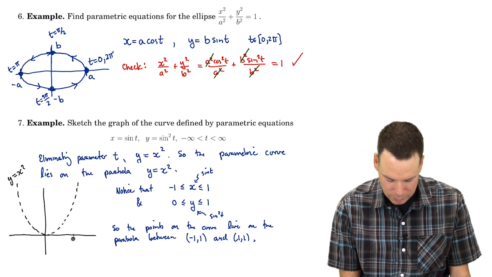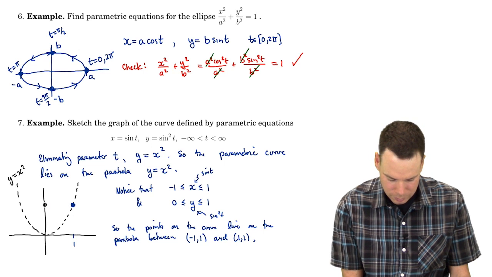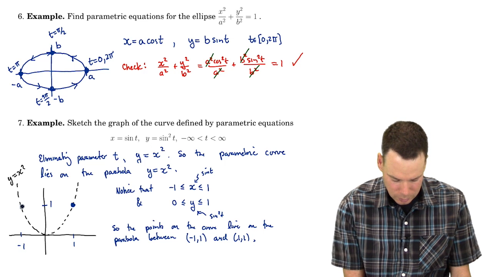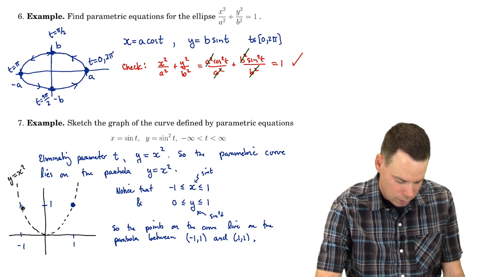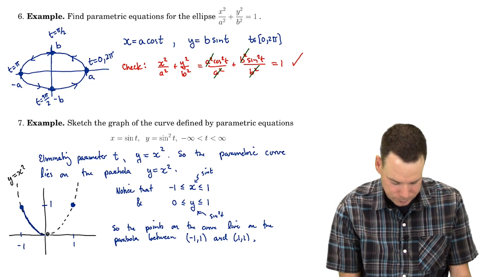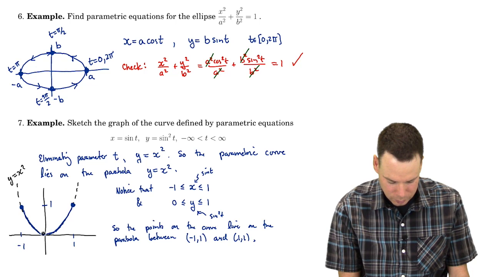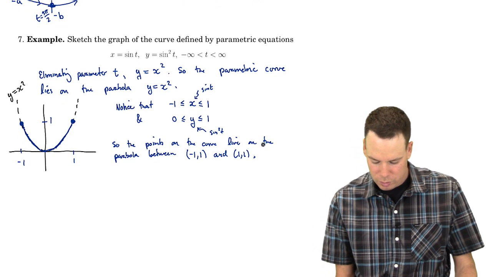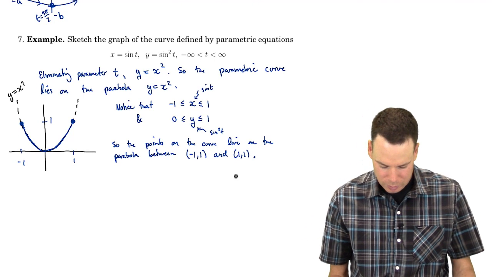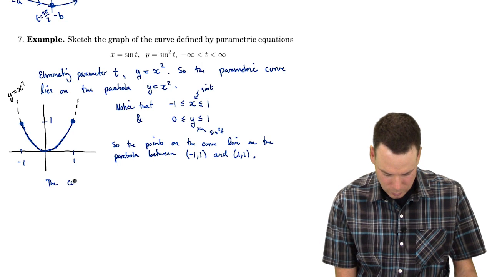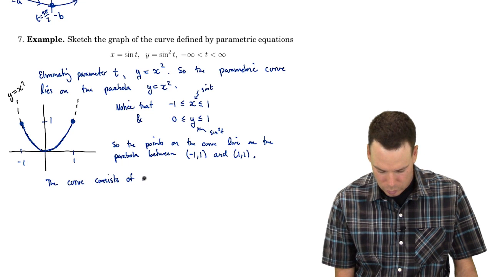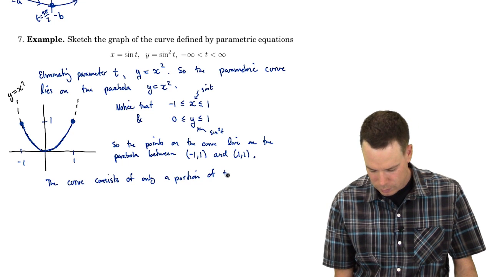So I know the x-coordinate doesn't get any bigger than 1. The y-coordinate doesn't get any bigger than 1. The x-coordinate doesn't get any smaller than negative 1. And so it's got to live between these 2 points. So it's got to be on this portion of the parabola. So the points on the curve live on the parabola between these 2 points. So that means the curve consists of only a portion of the parabola.